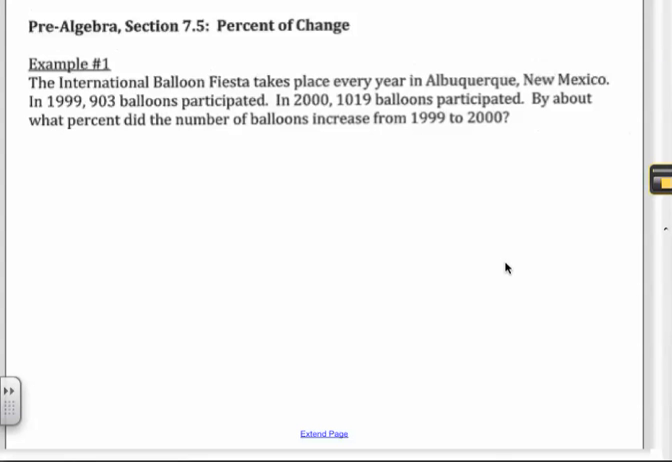Okay, guys, section 7.5 says percent of change. Now look, here's what I want you to focus on with percent of change. If we're changing, then we must be starting with something and then changing to something new, right? When we talk about change, we have something and then it changes and it's something new, okay?